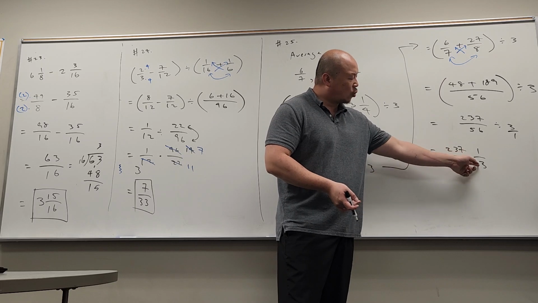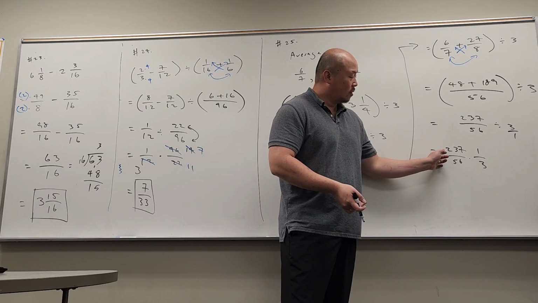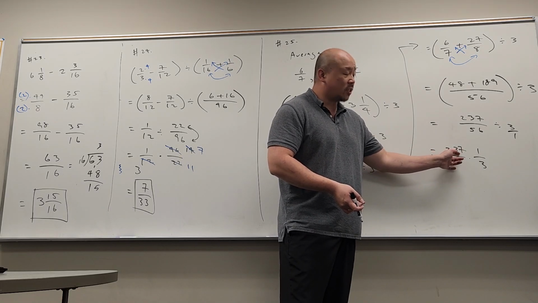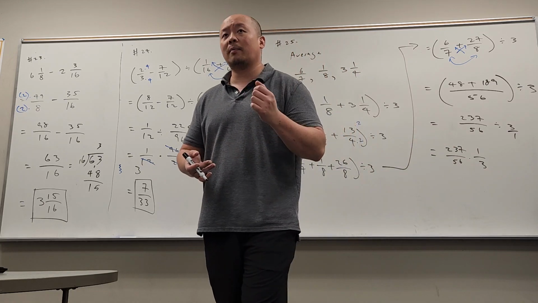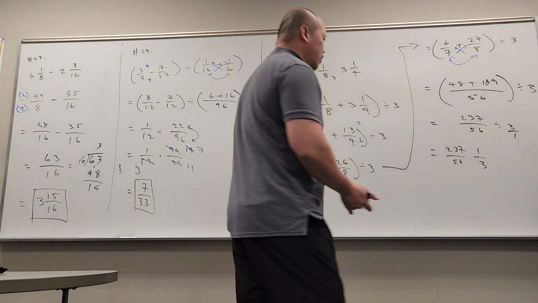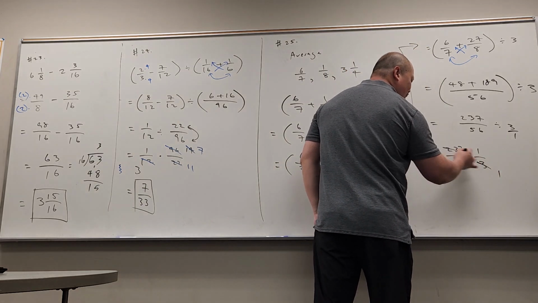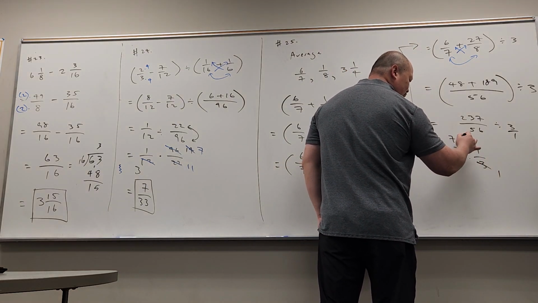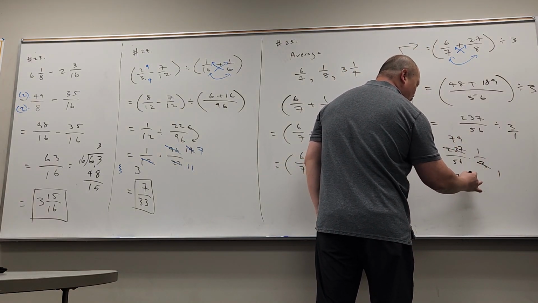Look at this. Can 3 go in this number? That's the question. 2 plus 3 is 5, right? 5 plus 7 is 12. 12 can be divided by 3. Or you can use a calculator. So, cross it out. Divided by 3, what do you get? 79. So it's 79 over 56.